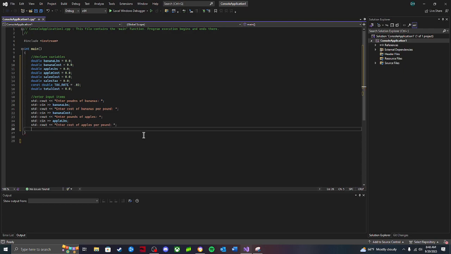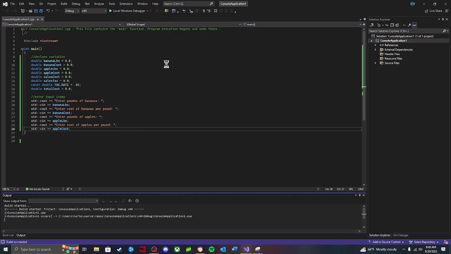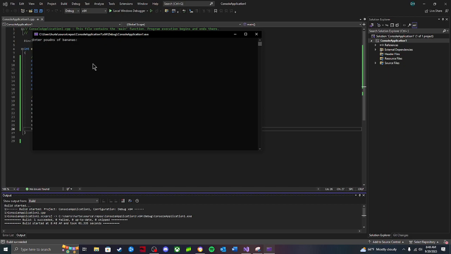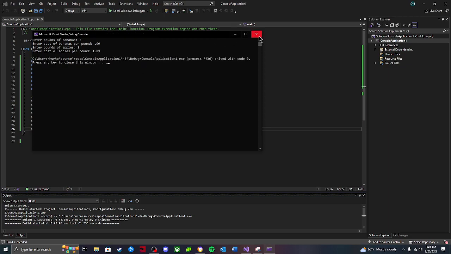Alright, so enter pounds of bananas, enter cost of bananas per pound, enter pounds of apples, enter cost of apples per pound. And then lastly we'll have cout apple cost. Boom. So we have that stuff all jotted down. So when we run our program, when we start running it, this is what we'll see. But you'll notice that we can't do anything just yet. Like it pretty much ends right there, right?